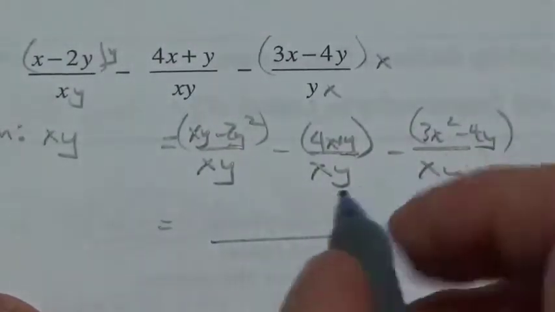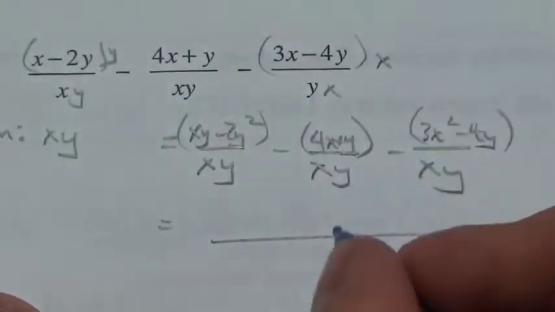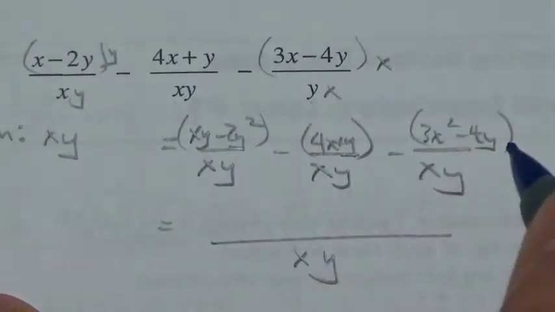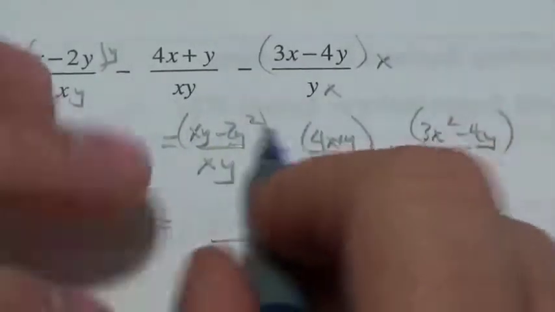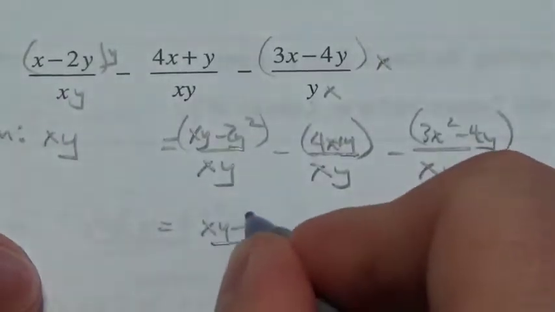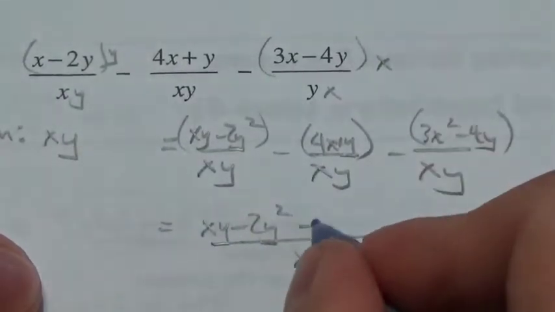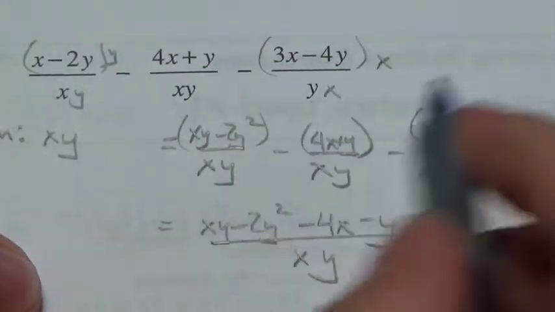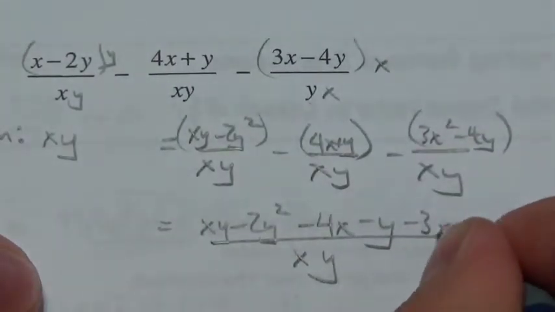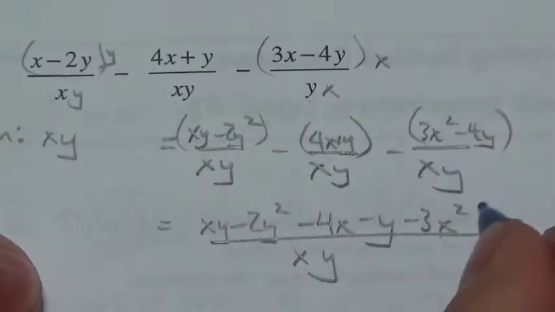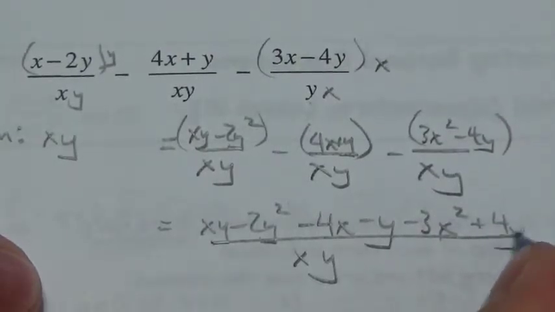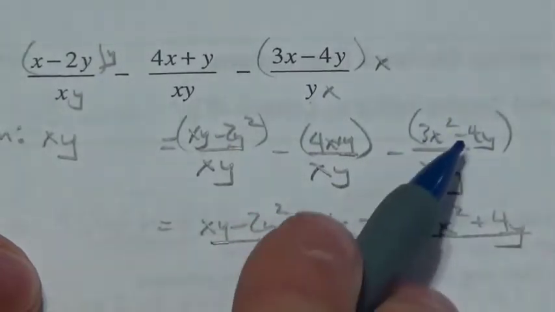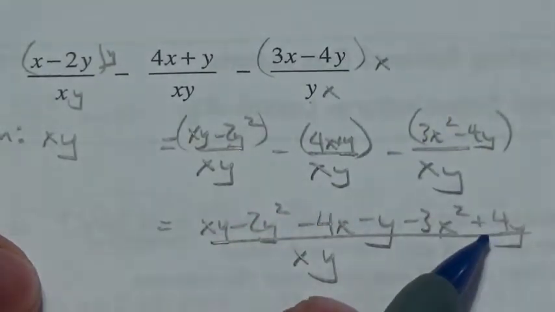Now, because they're all over xy, so I'm adding a bunch of xy's, I can put this all over xy, and now I'm going to drop the parentheses. So xy minus 2y squared minus 4x minus y, because I'm going to distribute that negative through, minus 3x squared, and here's where this might cause a few people to stumble a little bit. That negative gets distributed to both terms. That's why that negative 4y becomes a positive 4y.